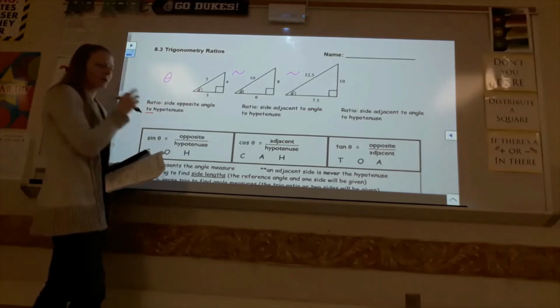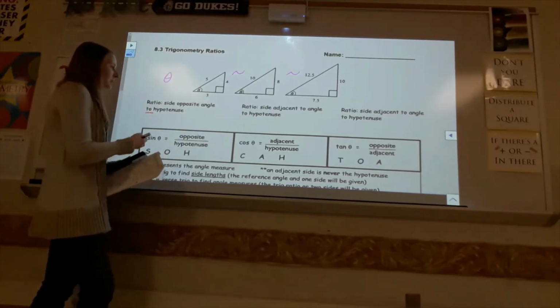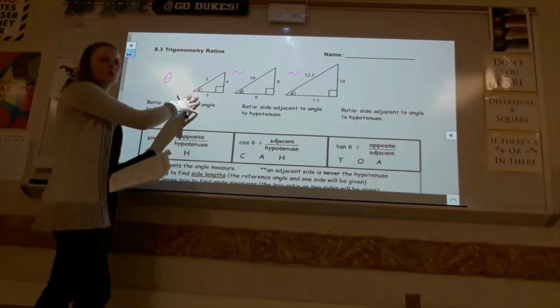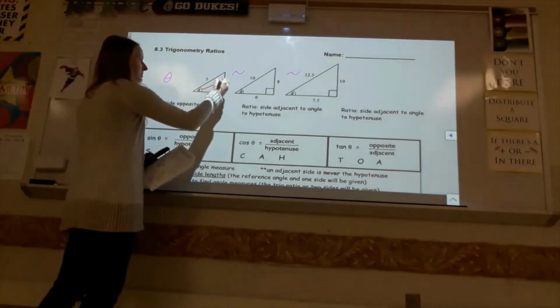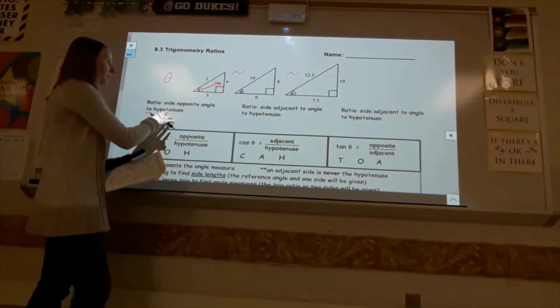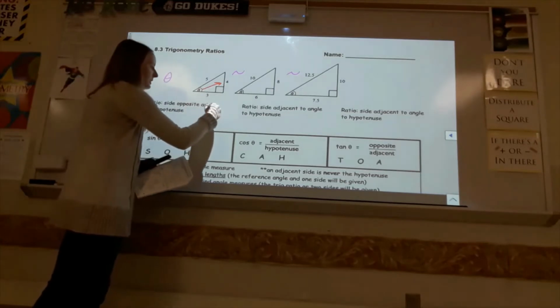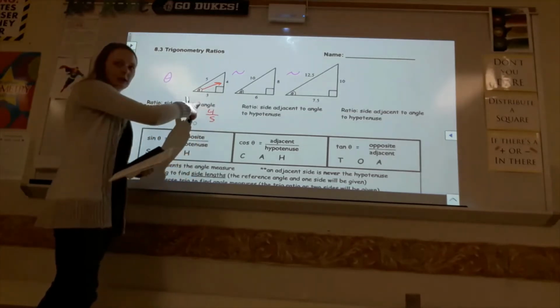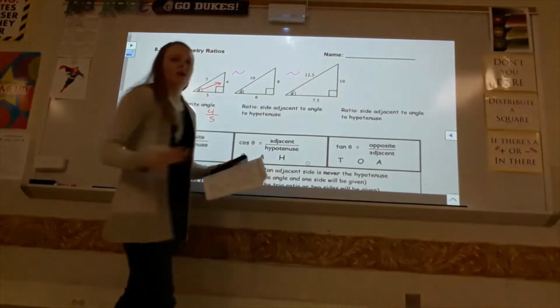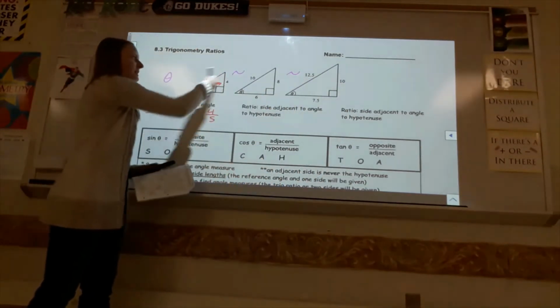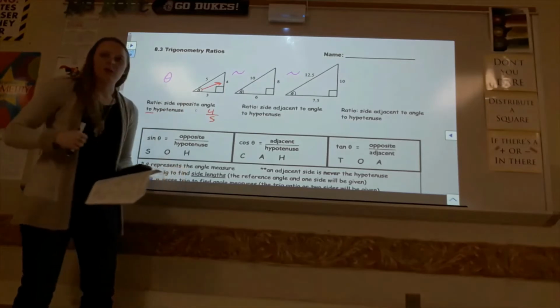Remember, "to" is the way that they write ratios in words. So let's say we're working in the smaller triangle right here. The side opposite the angle, right, opposite means across from, so that would be the 4. And then the hypotenuse is 5. So the ratio that they would want us to write would be 4 over 5 for this triangle, and then 8 over 10, and 10 over 12.5. It's just whatever the side is opposite the angle divided by the hypotenuse.